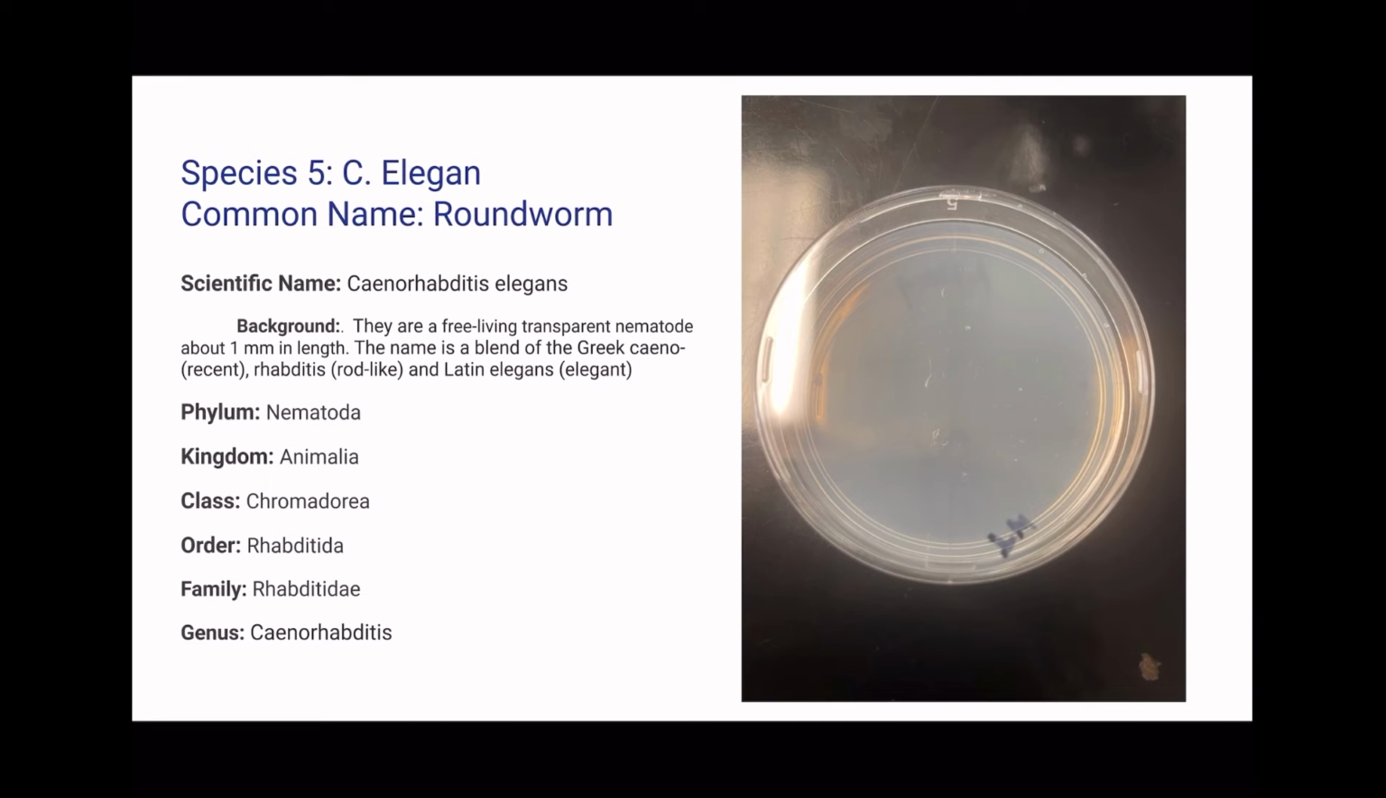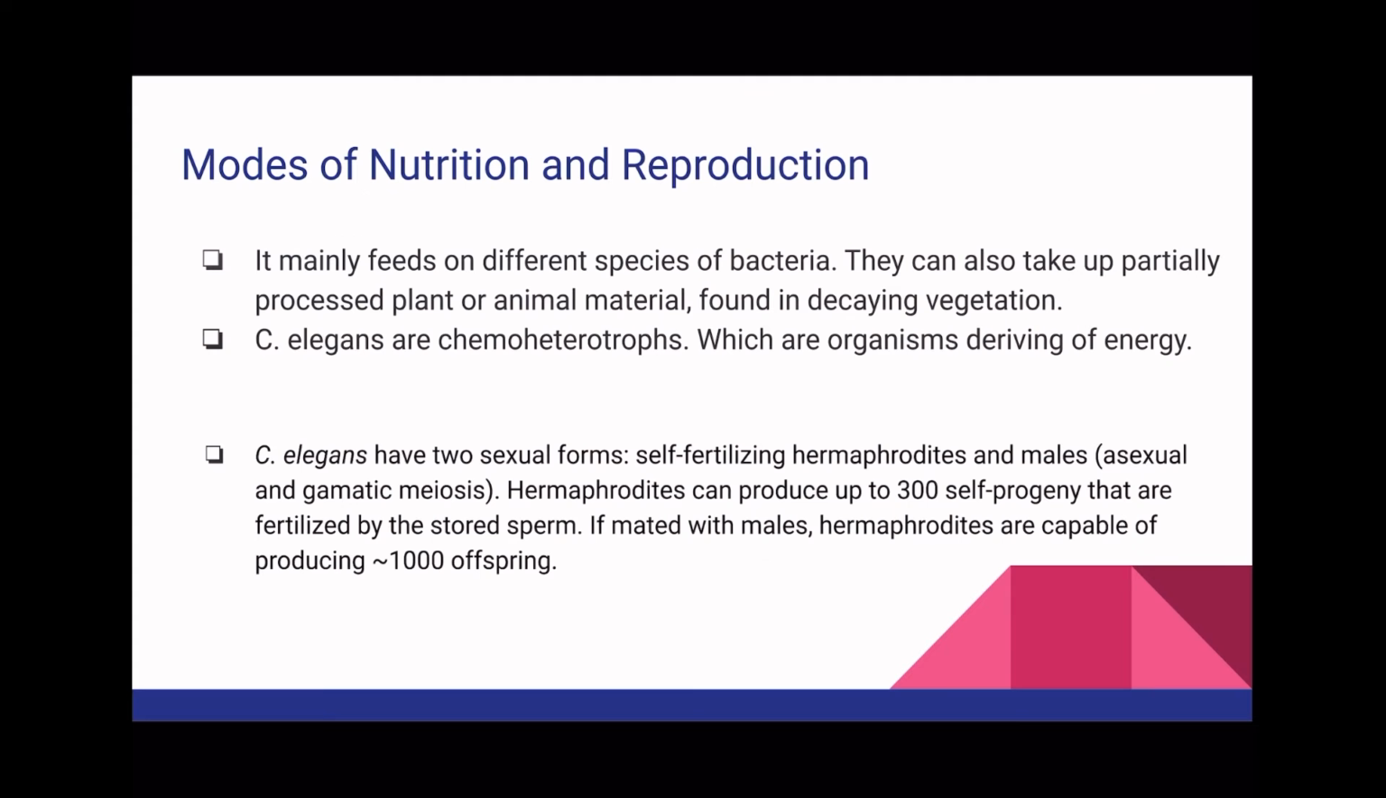Species 5, C. elegans. Common name, roundworm. The scientific name is Caenorhabditis elegans. The background is that they are a free-living, transparent nematode about 1 millimeter in length. The name is a blend of the Greek "caeno," meaning recent, "rhabditis," rod-like, and Latin "elegans," meaning elegant. The phylum is Nematoda, kingdom is Animalia, class is Chromadorea, order is Rhabditida, family is Rhabditidae, and genus is Caenorhabditis.